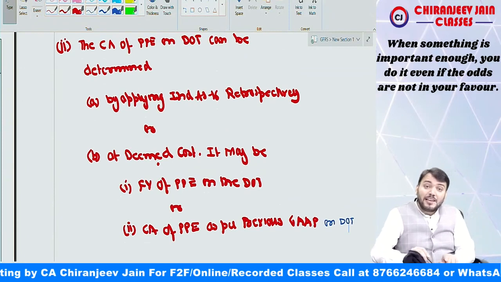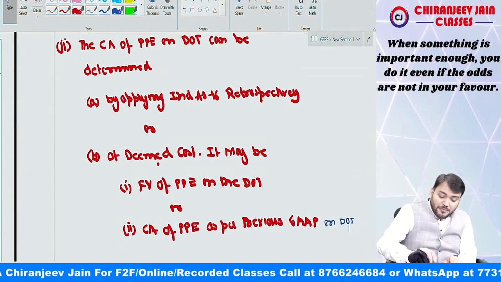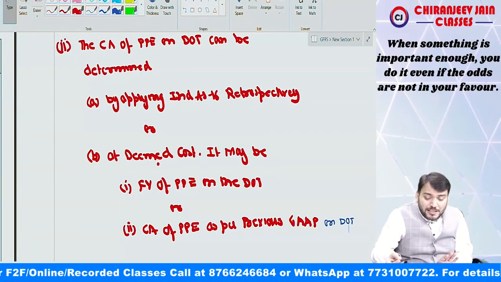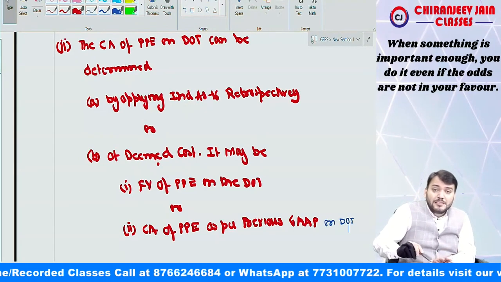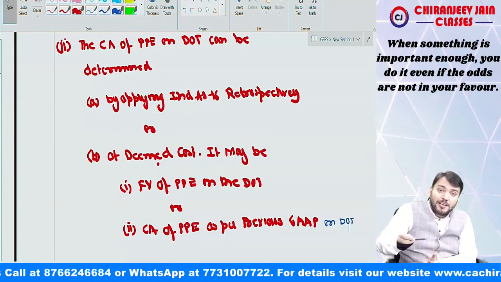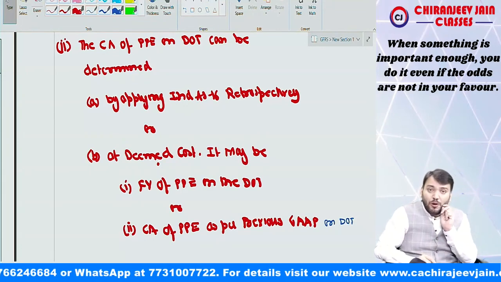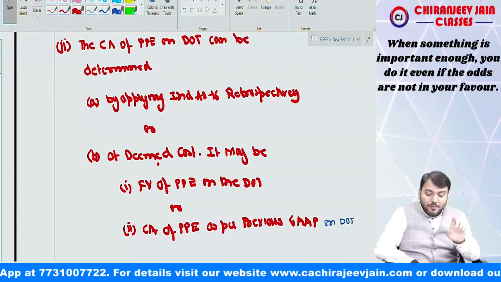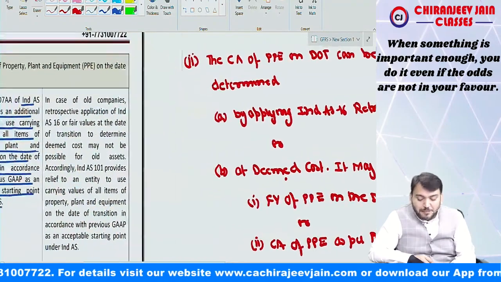Means under Ind AS 101, they have given one exemption that you are not supposed to apply retrospective application. You can apply the accounting treatment prospectively by taking deemed cost. Under deemed cost, they have given two options. Either you can take fair value of PP on the date of transition, or you can take the carrying amount of PP as per the previous GAAP.